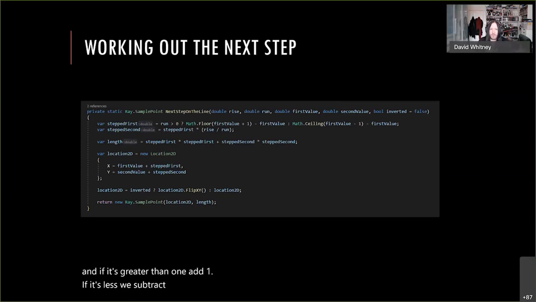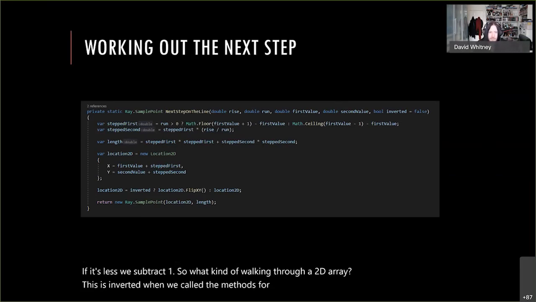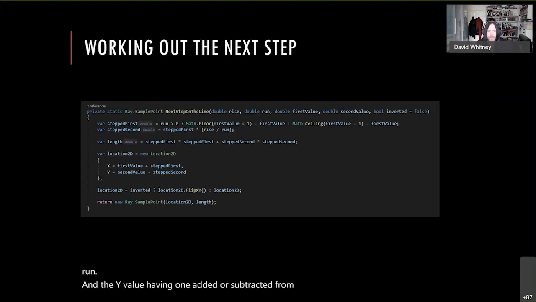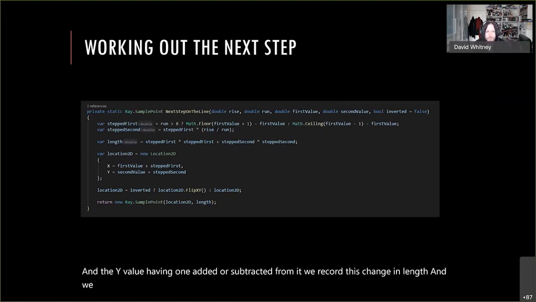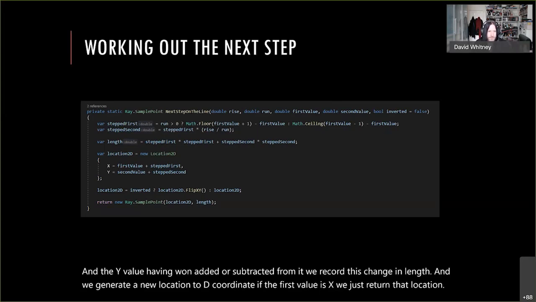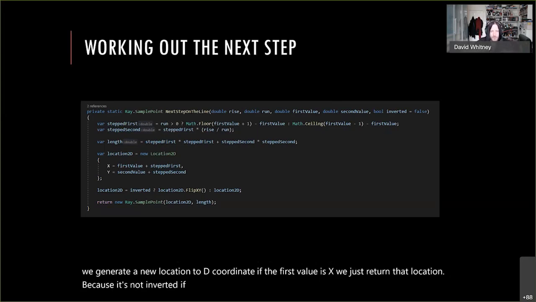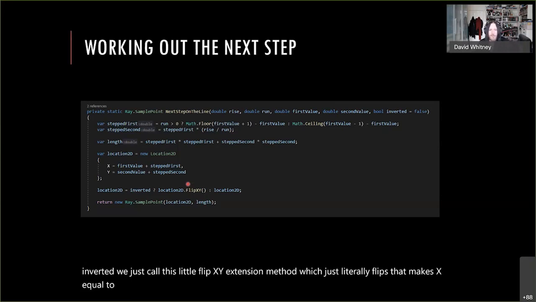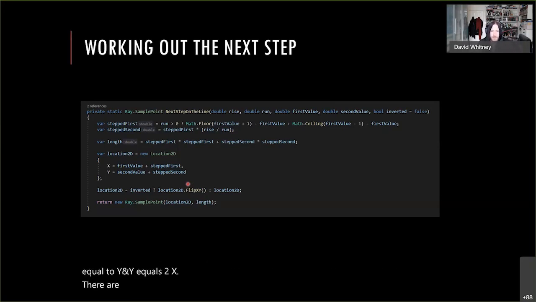So we're kind of walking through a 2D array. This is inverted when we call the methods for our y step, with the sine value becoming the run and the y value having 1 added or subtracted from it. We record this change in length, and we generate a new location 2D coordinate. If the first value is x, we just return that location because it's not inverted. If we've called this function with our sine and cosine and x and y inverted, we just call this little flip xy extension method, which just literally makes x equal to y and y equal to x. There are likely prettier ways to express this concept. It's a bit of a mind bender, but it's what I have for the moment, so we're going to run with it.